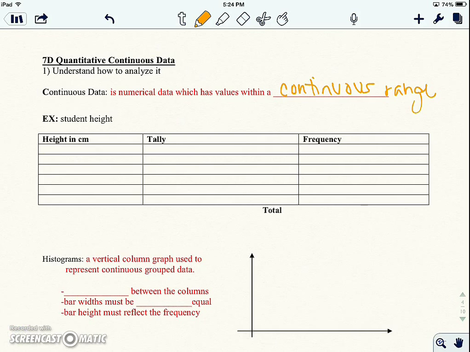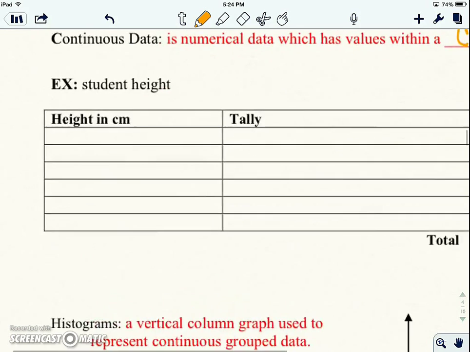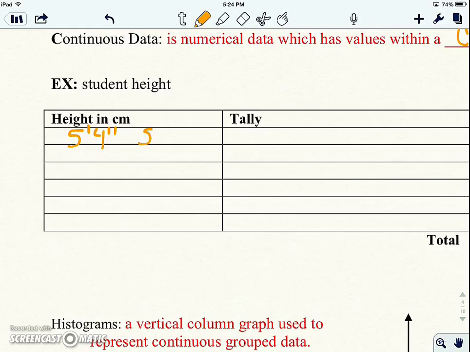Okay, what I mean about a continuous range is kind of what we talked about in class, is if we used your heights, not everybody is 5'4", but not everybody is 5'4.1. You could use a more accurate way to measure, and you could get 5'4.12, and we talked about that in class.